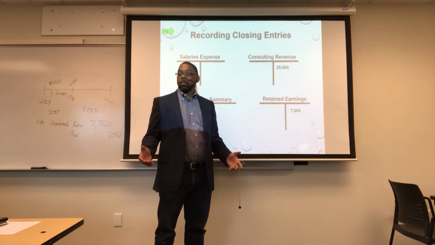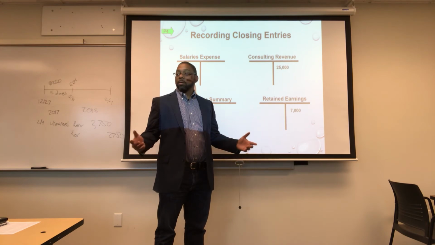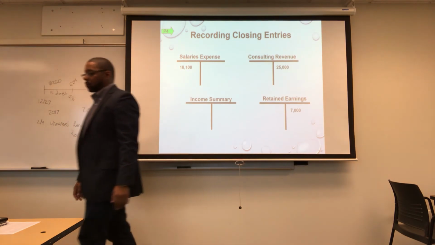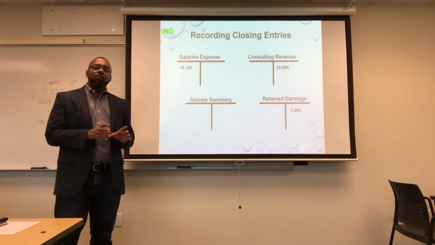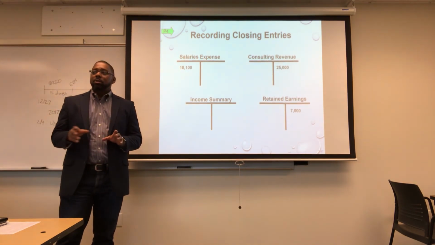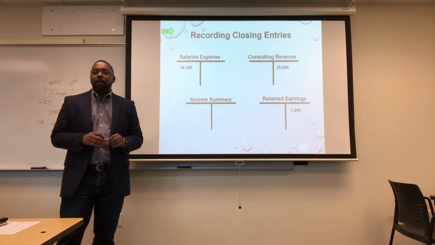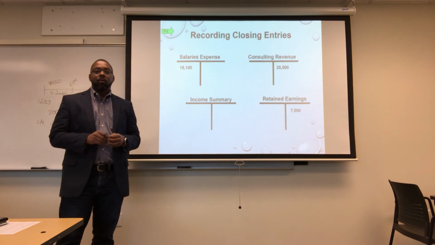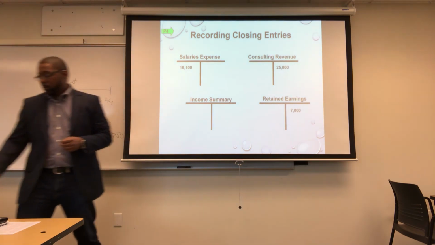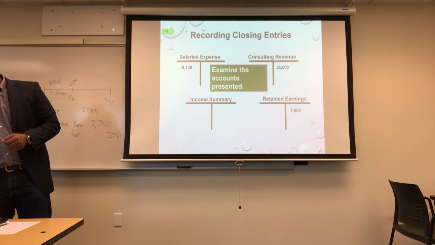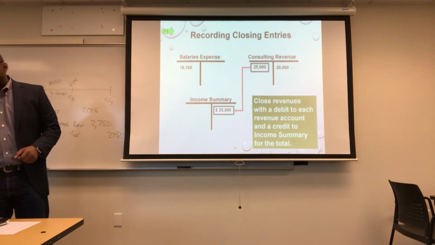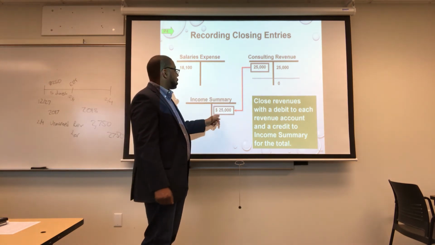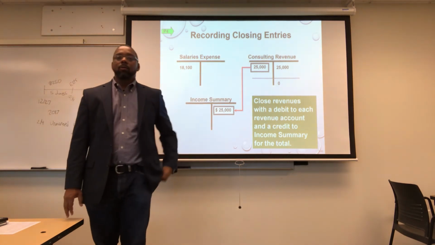What do we do? Debit it the same amount. So if it's credit 25,000, we're going to debit 25,000. But if we're going to debit it 25,000, what's going to be the corresponding credit? The corresponding credit is going to be to income summary. Everyone with me? So it's going to look like this. I'm going to debit the consulting revenue and credit the account onto the income summary.